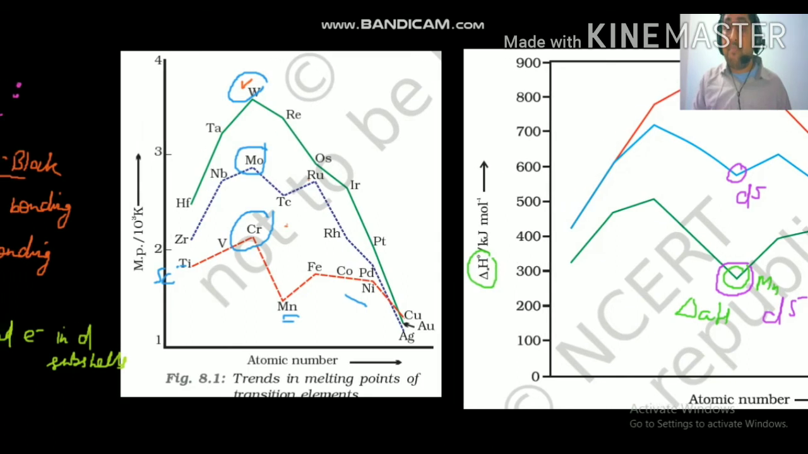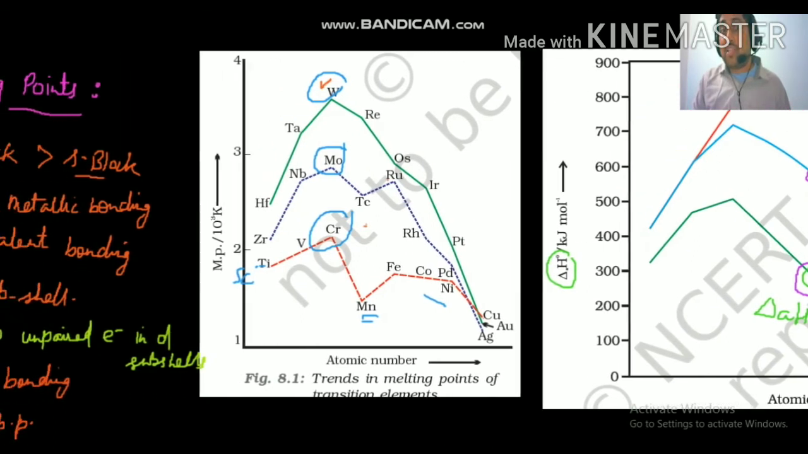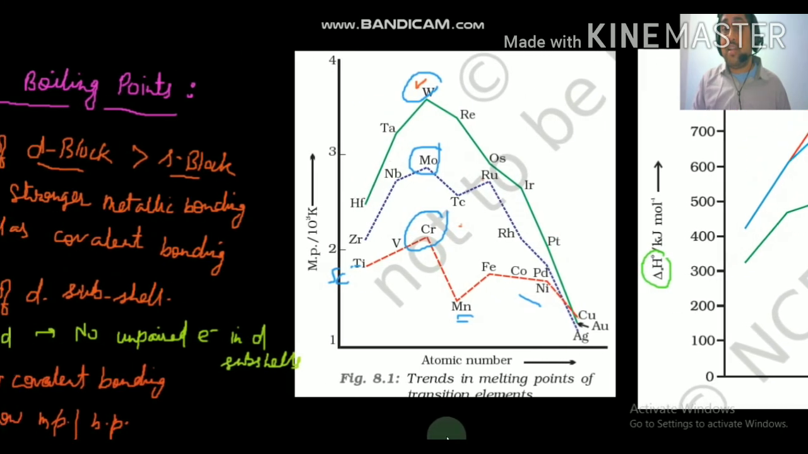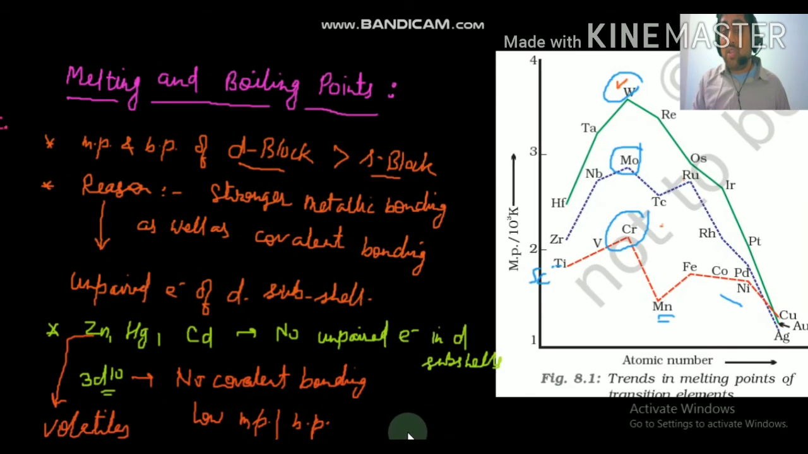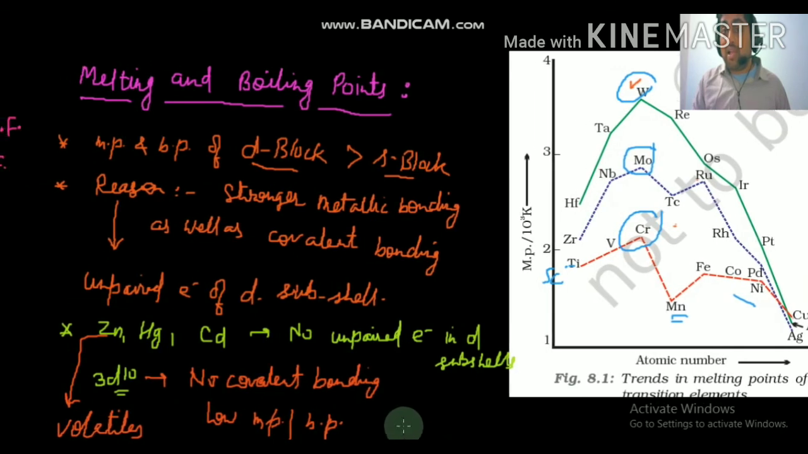their metallic bonding becomes somewhat weaker, and that's why their melting point also becomes low in the middle. Okay, so this is about their melting and boiling points.